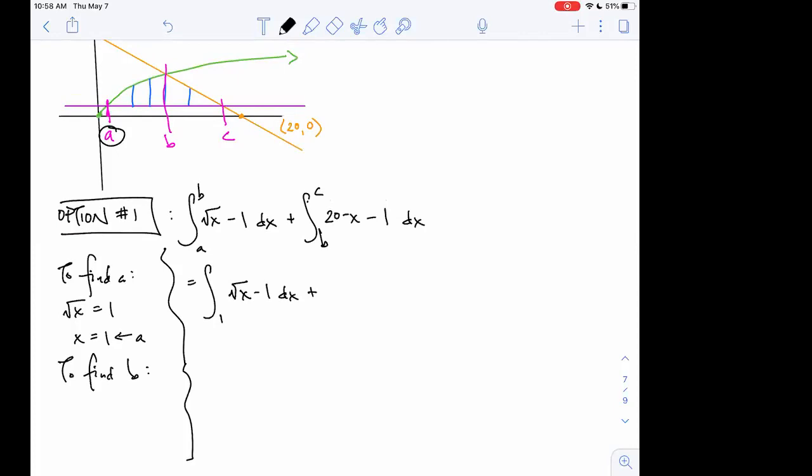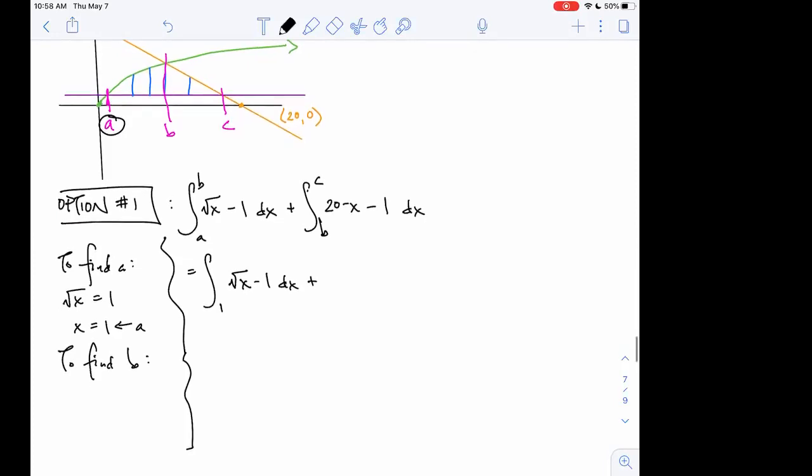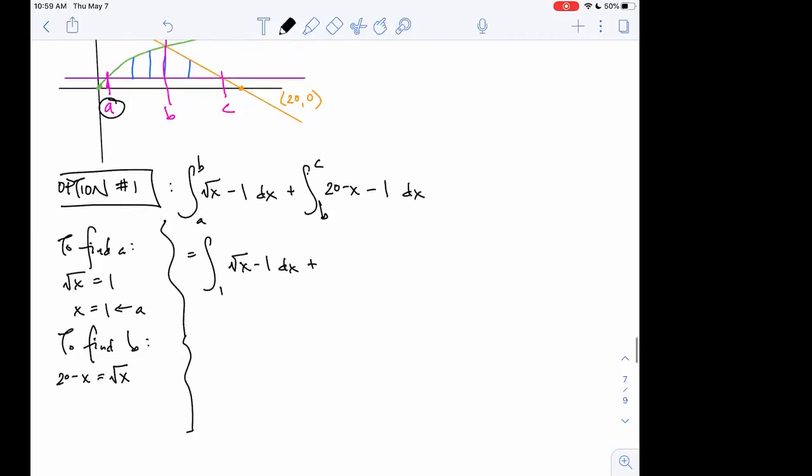Set B and C equal. We're going to set the orange curve and the green curve equal to each other. So we'll get 20 minus x equals the square root of x. Now, if I want to find that out, I would have to square both sides. So that would mean I'd have to FOIL this side. So (20 minus x) squared equals x.